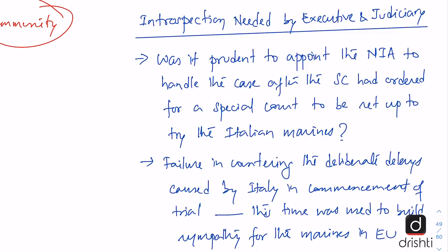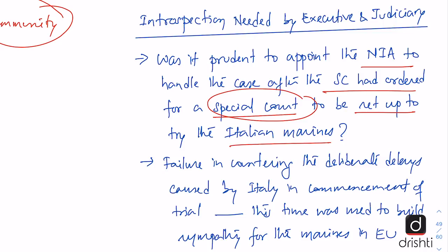Also, some introspection is needed to be done by the Indian executive and judiciary on how this case turned out in this manner. And here two important questions are raised. Was it prudent to appoint the National Investigation Agency to handle the case after the Supreme Court of India had ordered for a special court to be set up to try the Italian Marines? This only weakened India's position.